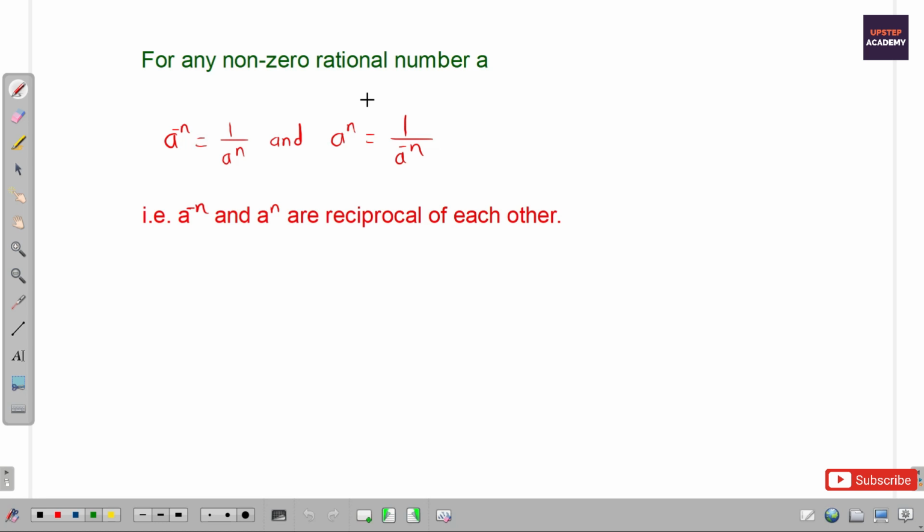Let me tell you another note. If suppose a is the number given and minus n is the power of it, then it will be equal to 1 upon a raised to n. Or if there is another condition, if the number given is a and n is the power of that number, then it will be equal to 1 upon a raised to minus n. Nothing but we can simply say a raised to n and a raised to minus n are reciprocals of each other. It means 10 raised to the power minus 5 will be equal to 1 upon 10 raised to 5, or 15 raised to 5 will be equal to 1 upon 15 raised to minus 5. So that is the example of this note.